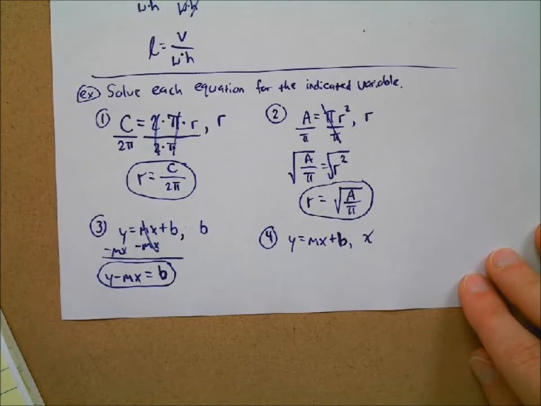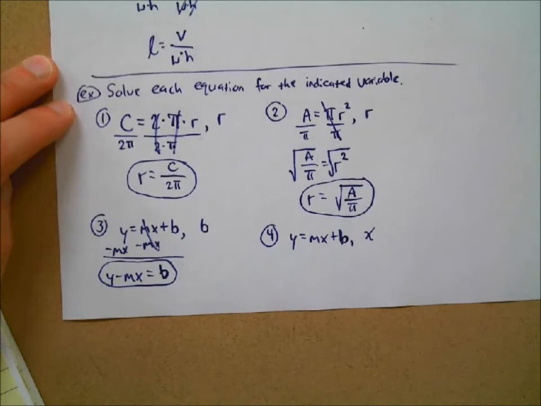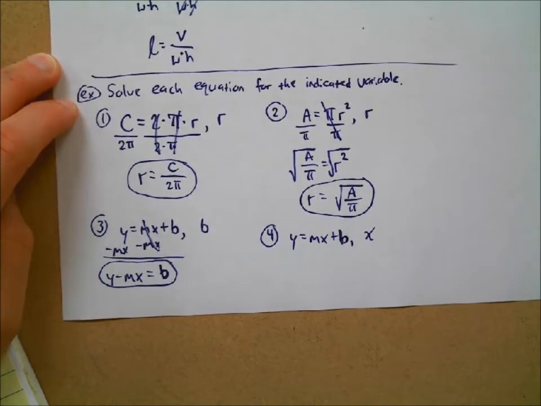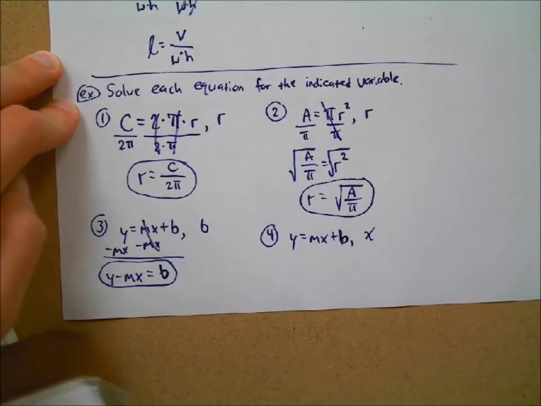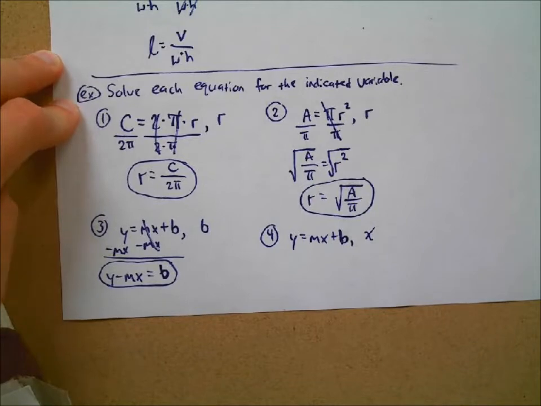Okay. Same equation. Now we're going to solve for a different variable. And we're going to go to Simon. Simon, your number's up again. What do you say here, Simon? Well, how can we start solving for x? How can we start getting x by itself here? What should we maybe do?